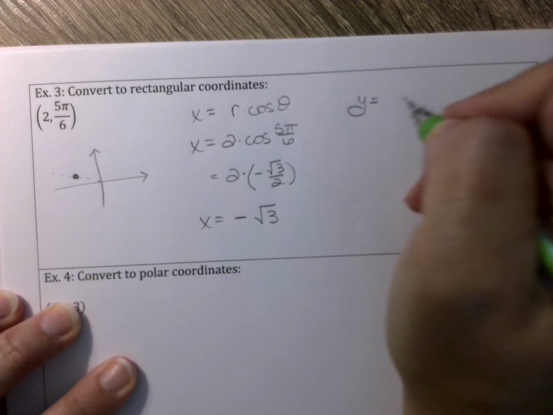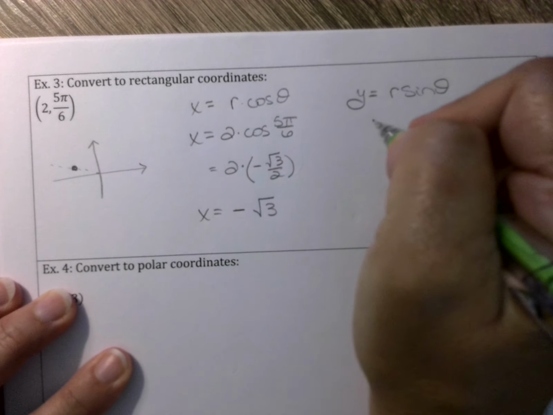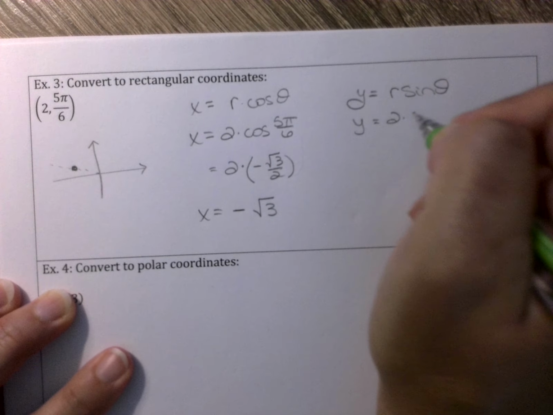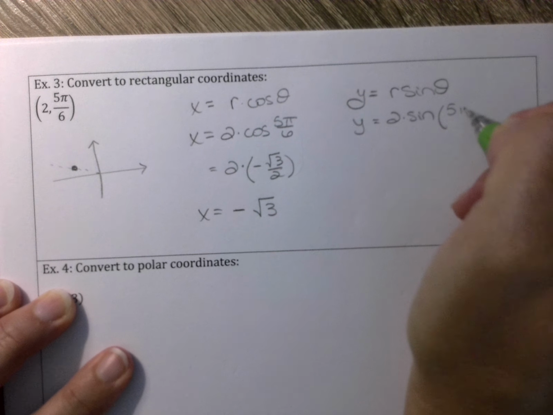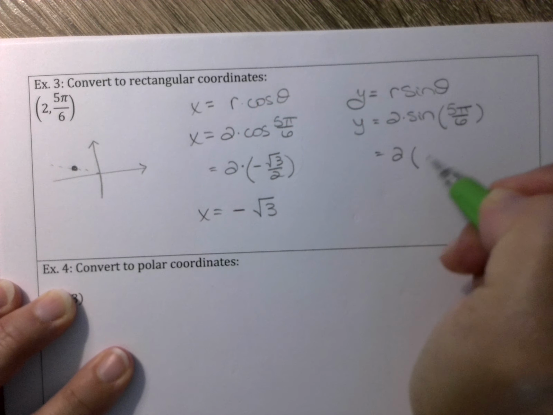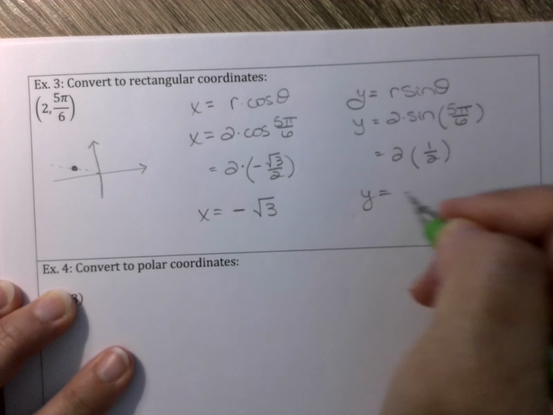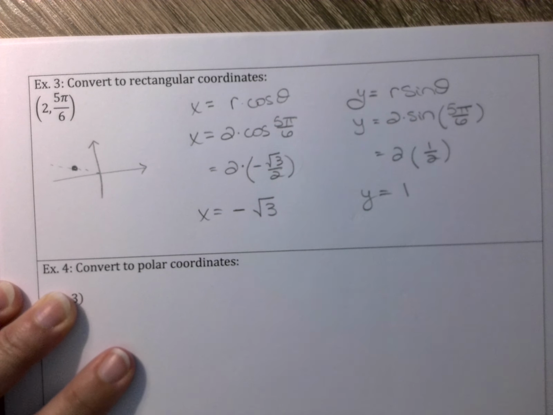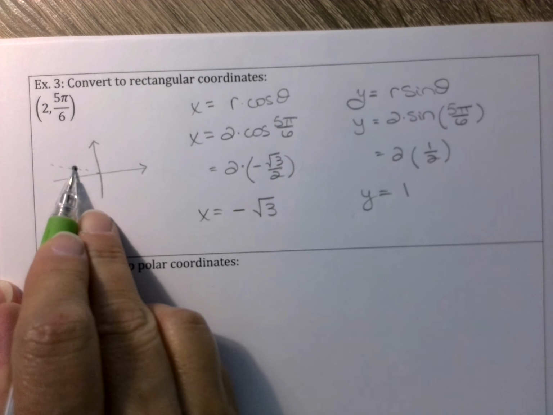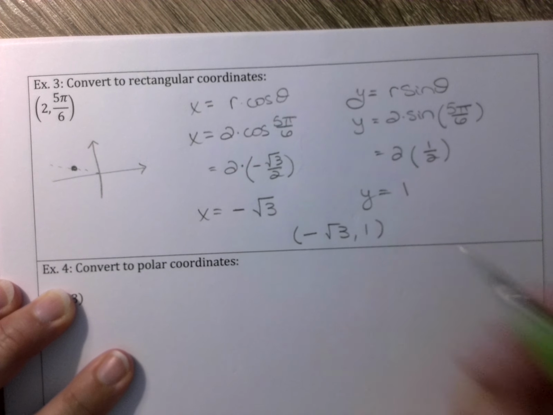My conversion formula for y is equal to r sine theta. So y equals 2 times sine of 5π/6. And sine of 5π/6 is positive 1/2. So y is equal to 1. And so this point, if I'm plotting it in rectangular, is going to have the coordinates (negative square root of 3, 1).